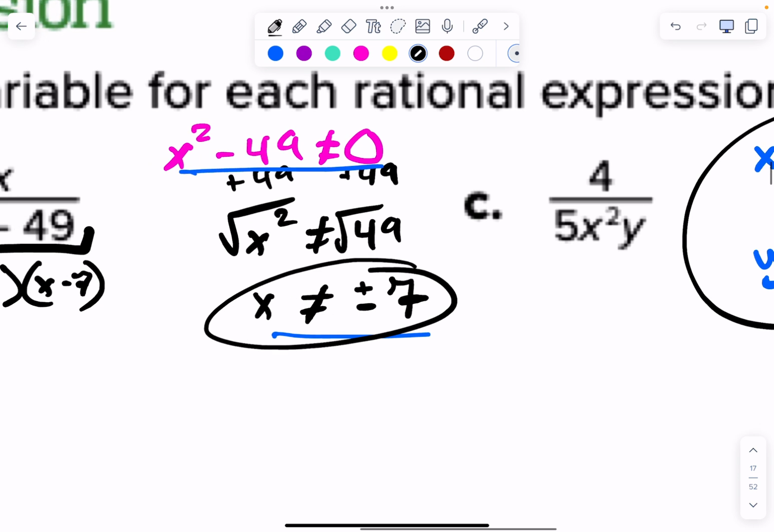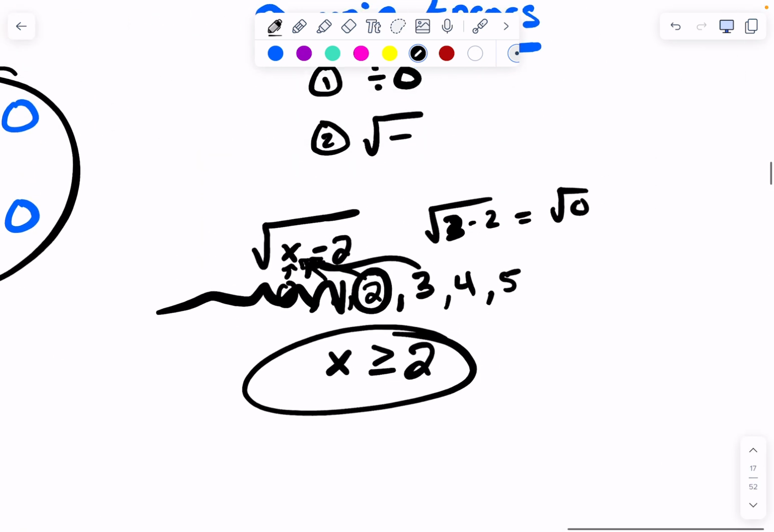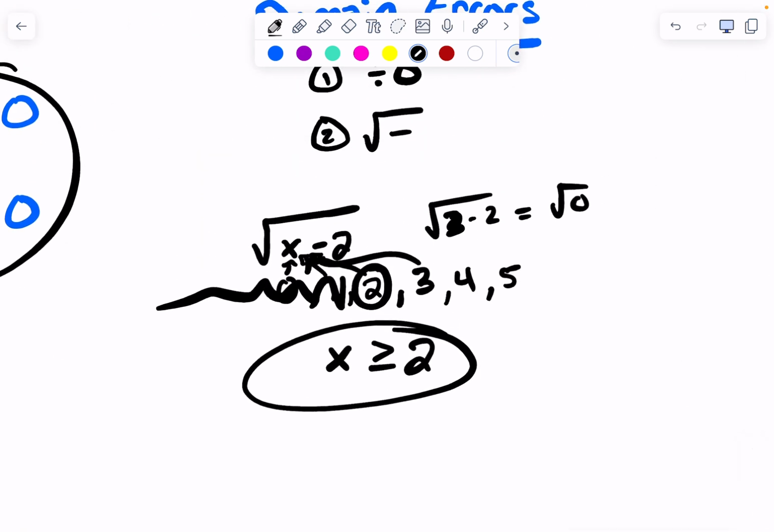Here I say, oh, x just can't be 7. X can't be negative 7. Here I have to say, x just can't be any number less than 2, right? Or x has to be greater than or equal to 2. Kind of confusing on a Friday.